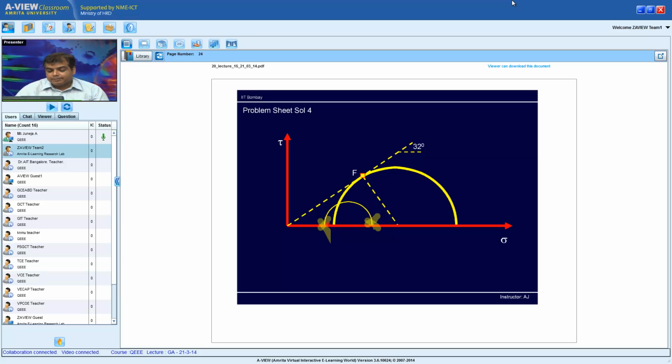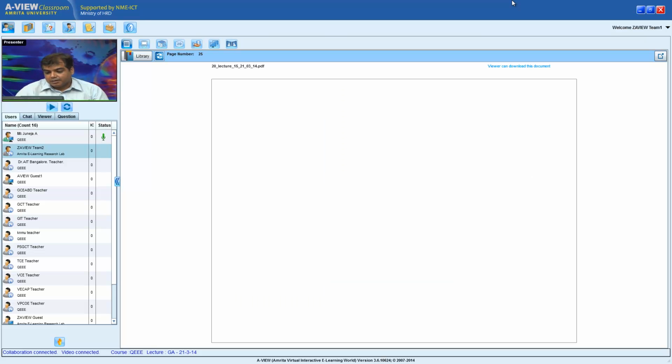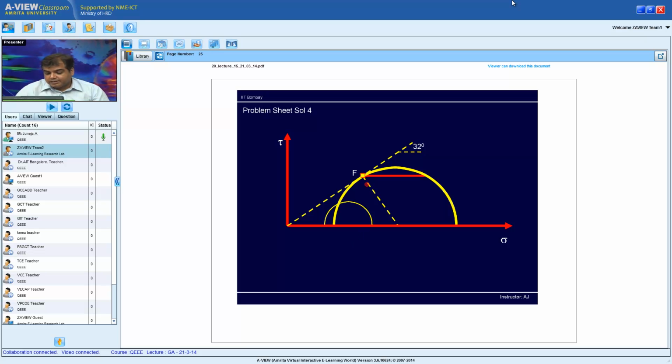When the sample failed, the Mohr circle is this. In other words, the plane on which shear stresses are 0, this value is my major principal stress when the sample has failed, and this is my minor principal stress when the sample has failed. Okay. I'll go to the next slide.